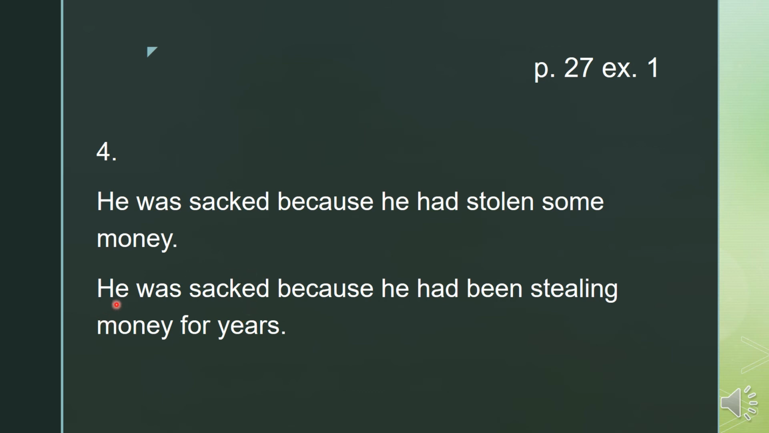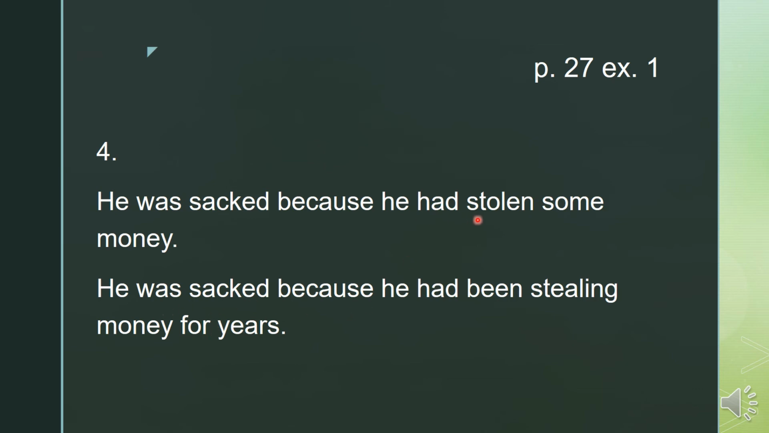Now, what about the second sentence? He was sacked because he had been stealing money for years. Wow, this is a different situation. The first one says he had stolen some money. It sounds like probably not a lot of money, and I can feel sorry for the guy in the first sentence. Why? Because it sounds like it only happened once, and I don't know, maybe he had an emergency, maybe he needed to help his mother because she was in the hospital and she needed medicine or something like that. I don't know. But look at the second one.